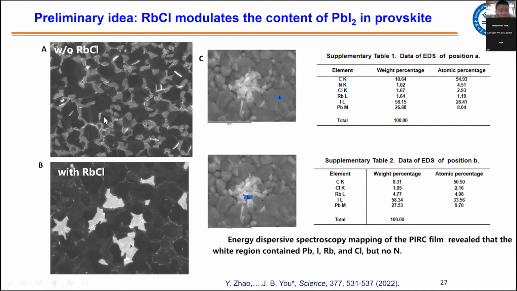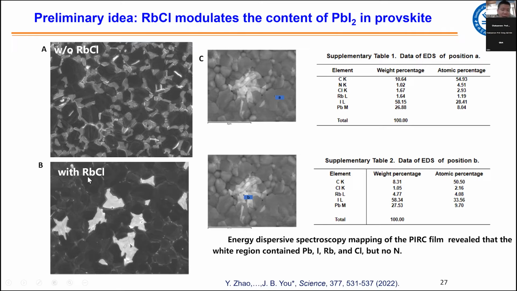We always think about how we can reduce lead iodide at the grain boundary, which is the second phase. The perovskite is the main material, and lead iodide is the second phase. How can we reduce lead iodide or convert it into another material? So we tried several materials.